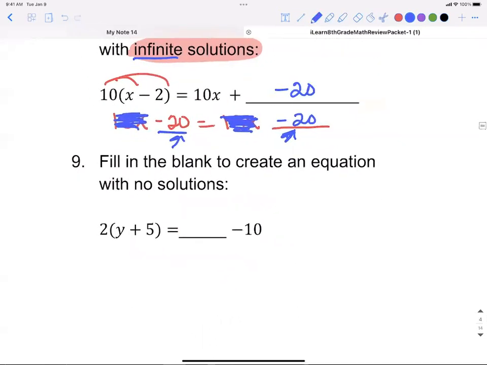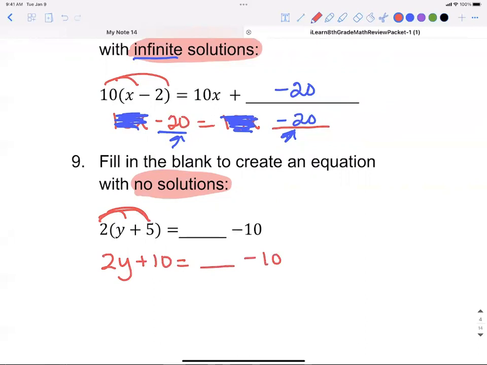Now this last one is create a no solution equation, right? So think about what has to happen. On no solution equations, it's still a special case. Our variables, in this case y's, have to be identical on both sides. And then we have to make sure that our numbers are not the same because we need it to be not equal to each other to be no solution. So the first thing I'm going to do is distribute, and that gives me 2y. 2 times 5 is 10 equals something minus 10.